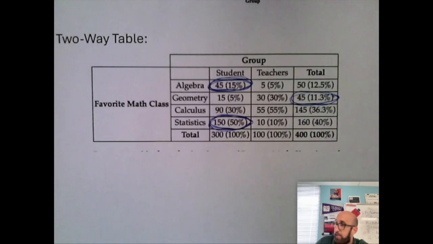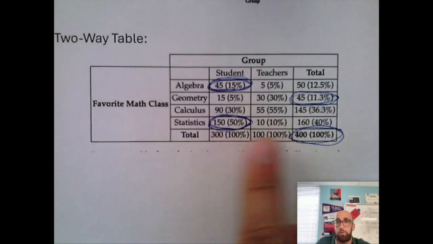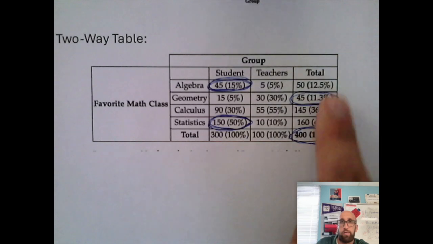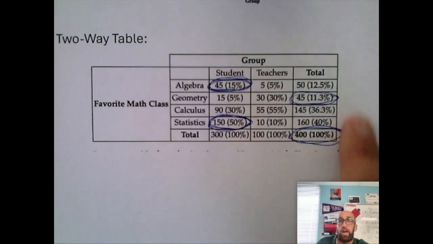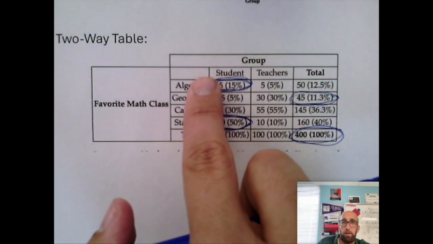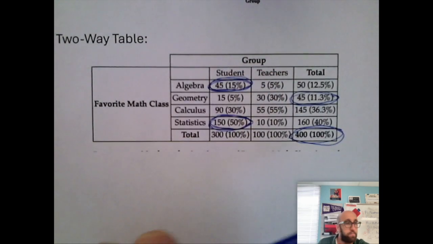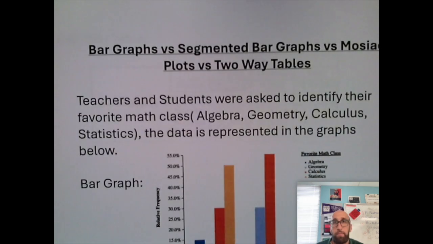Last number I want to point out is this total row and column. That is all my totals of all students and all teachers added together. There's 400 of them. If you look across all your math classes, algebra, geometry, calculus, and statistics, you add up the totals for everyone, 400. So I have a grand total of 400 total people were broken down either algebra, geometry, calculus, statistics, as well as students and teachers. So that was a quick rundown of bar graphs versus segmented bar graphs versus mosaic plots versus two-way tables.